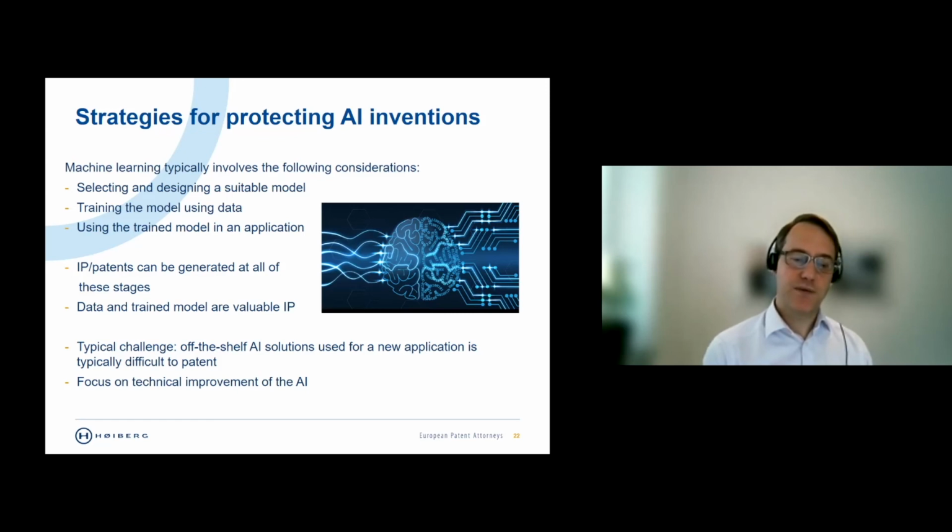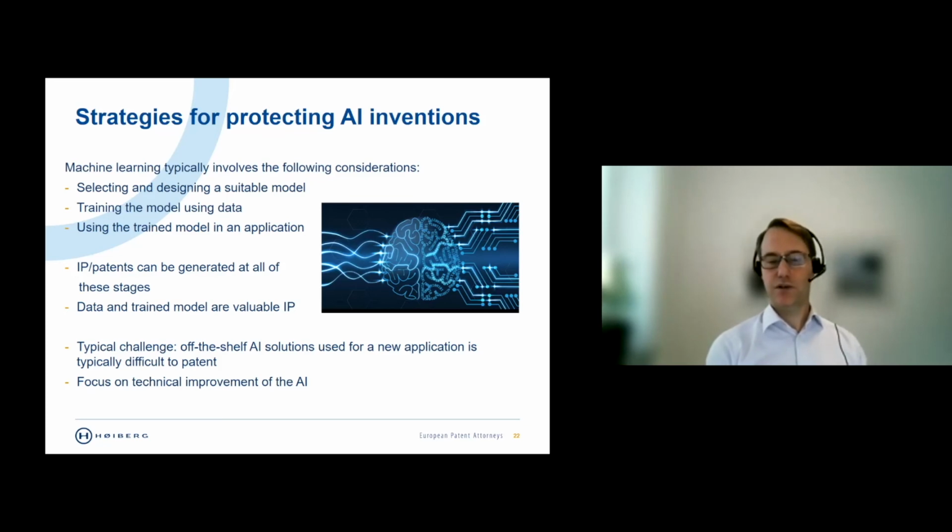I think what we sometimes see, and what is difficult here, is that, as it says at the end of this slide, the typical challenge is off-the-shelf AI solutions. For example, Google has models that you can feed with data, and you just say, okay, I use this model, it's a standard model, but I figured out that you can actually use it on something else that nobody else did before. So I just keep feeding all these images to it, and I get a result, and then I use that. In that case, sometimes we have difficulty helping such clients with the patenting of AI.